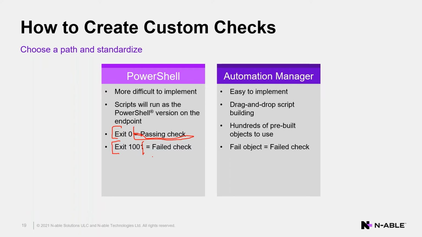Now, if you're using Automation Manager, it's a little bit easier to implement. You would use a drag and drop script building environment, and there are hundreds of pre-built actions. I think we're about 500 on that front. And then the failed policy and failed check will give you more or less the same thing as the exit code. So these are automated for you here. You can build really anything you want in a matter of seconds or minutes, depending on the complexity. But this is something that hopefully you get yourself familiar with.